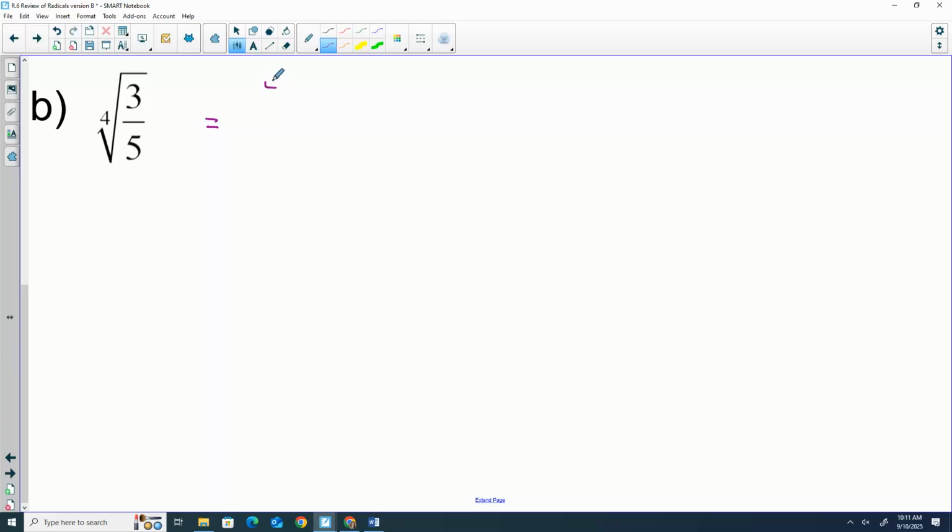This is the same thing as saying the 4th root of 3 over the 4th root of 5. We have to be able to get this 4th root of 5 off the bottom. So we have to think about what to multiply by.